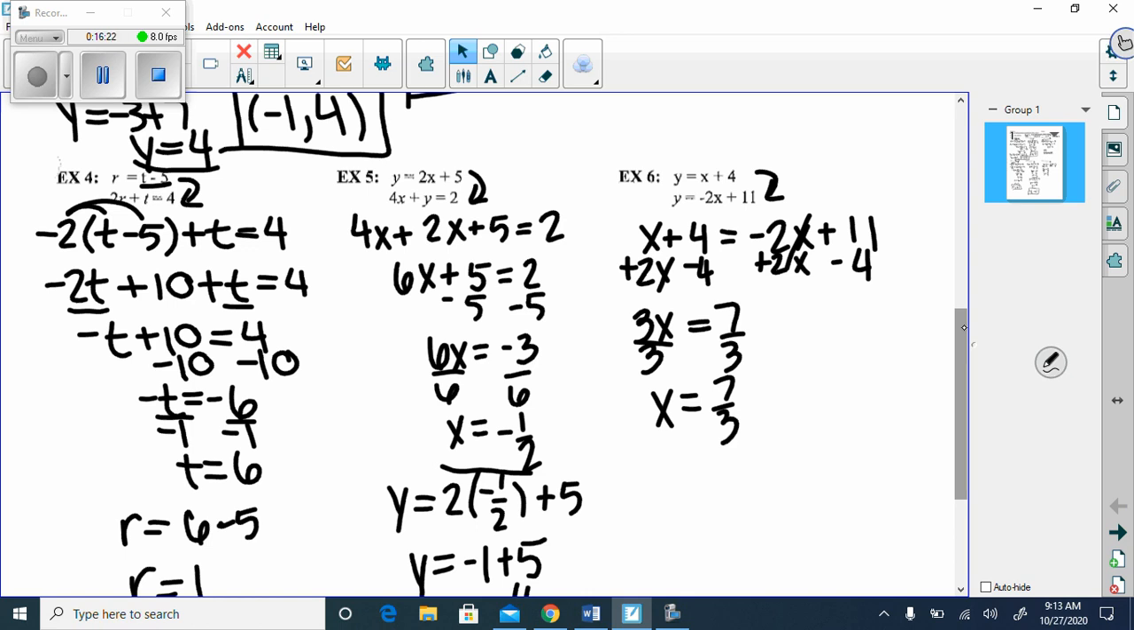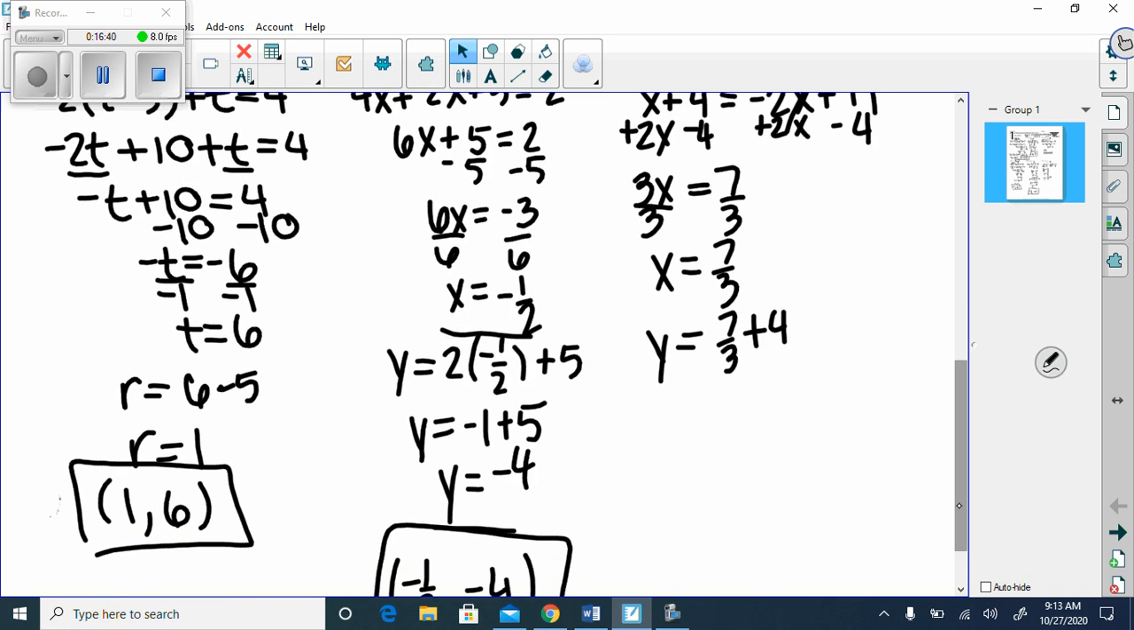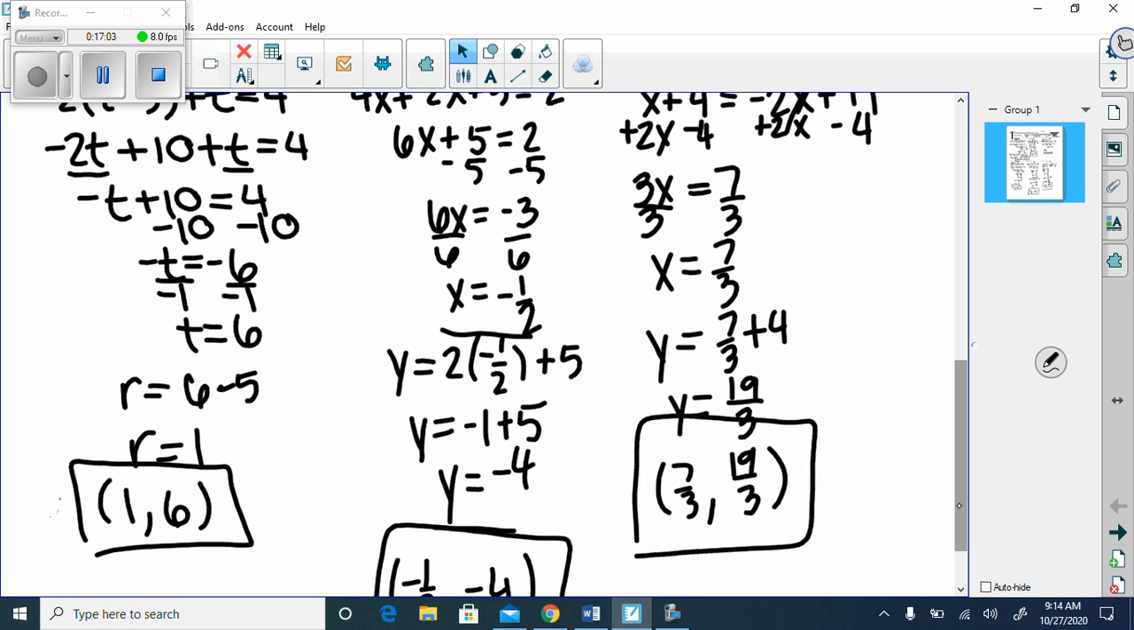Now I just take this, plug it into one of my equations up here. So I'll have y is equal to 7/3 plus 4. You can put that in your calculator, or if you wanted to get a common denominator, you just need this to be over a 3. So I'd have to multiply the top by 3, which would be 12. 12 plus 7 would be 19. So we'd end up with 19/3. Okay, and there's my x, and here's my y. So there is my coordinate point.